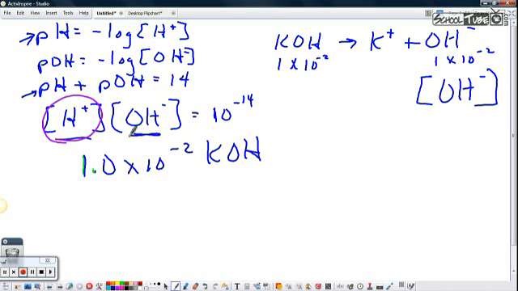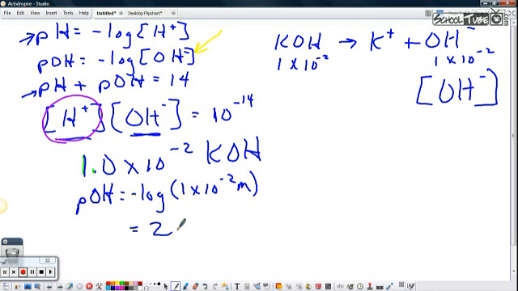All right, I need pH. I know that I have the OH concentration. So I'm going to use that formula and find the pOH. So pOH is equal to the negative log of 1 times 10 to the minus 2, and the unit is molar. Okay? Take out my trusty calculator, and that's 10 to the minus 2, so the negative log of that is 2.